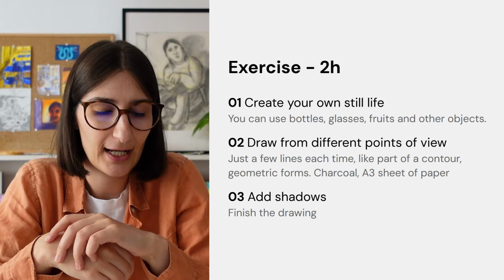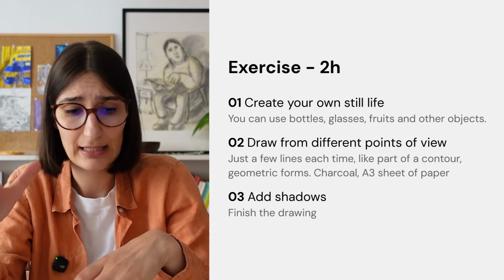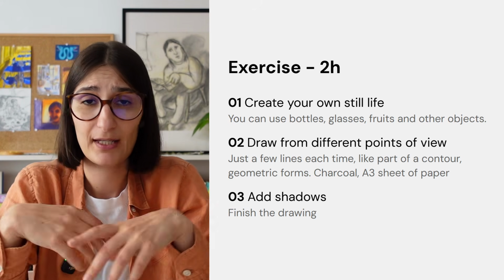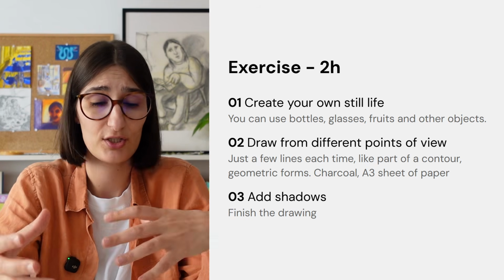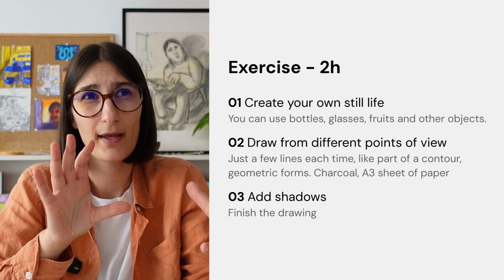Now it's time for the exercise. It will take around 2 hours, depending on how fast you work. The idea is for you to create your own still life. You can use bottles, glasses, fruits and other objects to build it. Then we will draw using charcoal on an A3 sheet of paper. We will focus just on drawing.